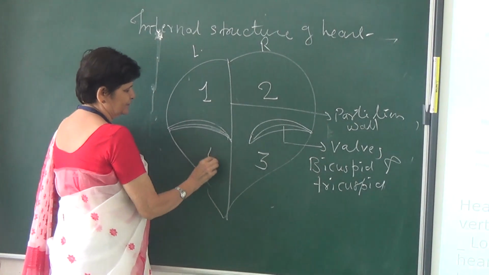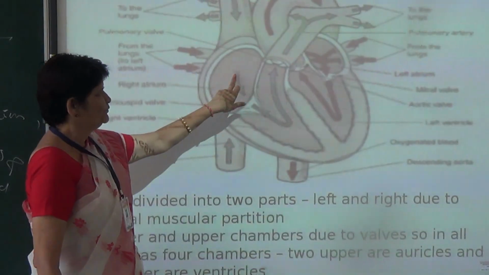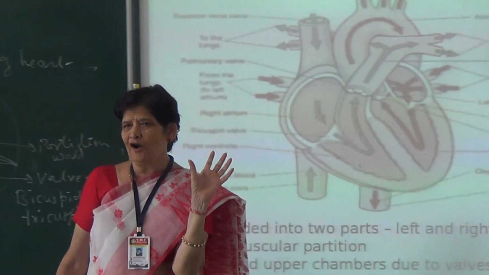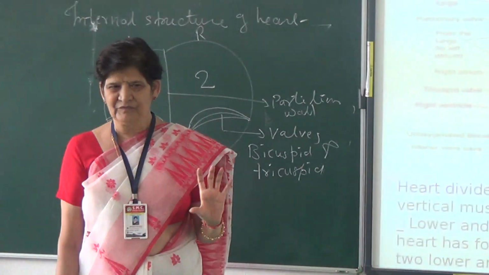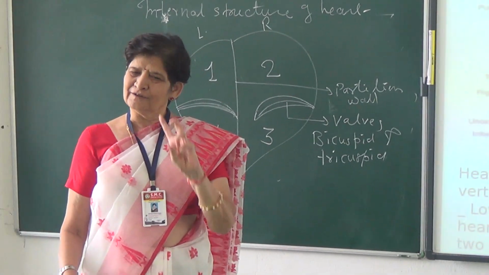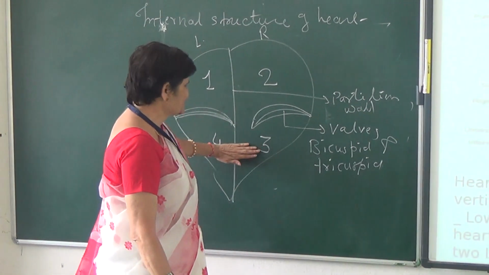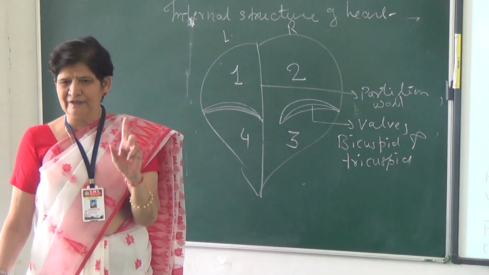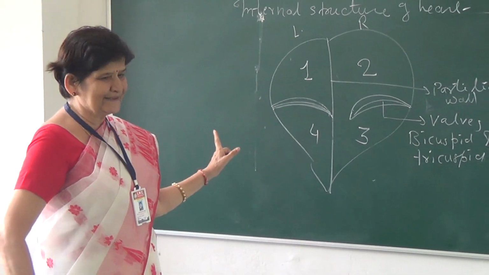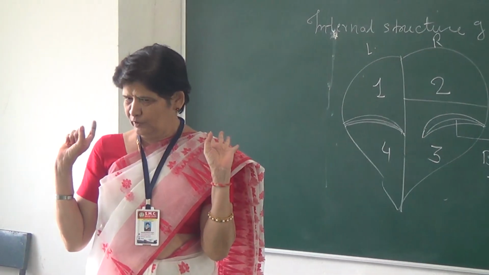So, because of these two valves, there are 4 chambers of heart. 1, 2, 3 and 4. So heart of well developed mammals is having 4 chambers. In frog only 3 chambers are there. Upper 2 chambers are there, but this lower chamber is not divided. It is only 1. 2 upper part, 1 lower part, 3 chambers. Whereas in case of fish, only 2 chambers are there. 1 upper and 1 lower.